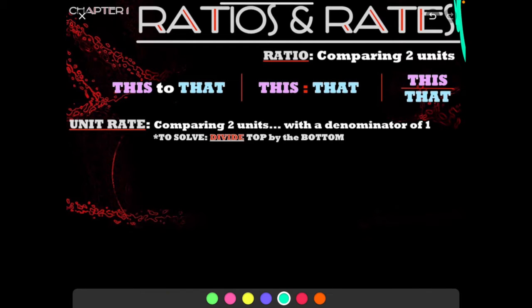Okay, chapter 1, we're talking about ratios and rates. Now, generally, for all of our purposes, you can use those terms interchangeably. But it's when you're comparing two different units that is your ratio. I got so much of this compared to so much of that.